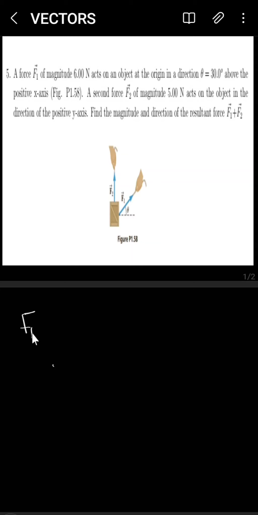Okay, so what do we have? We have F1, F2. We have magnitude 6 newtons, direction 30 degrees above the positive x-axis, right? This is 5 newtons. We'll have to find the direction. Okay, so this is a figure that we've been given. All right, so let's use the graphical method.